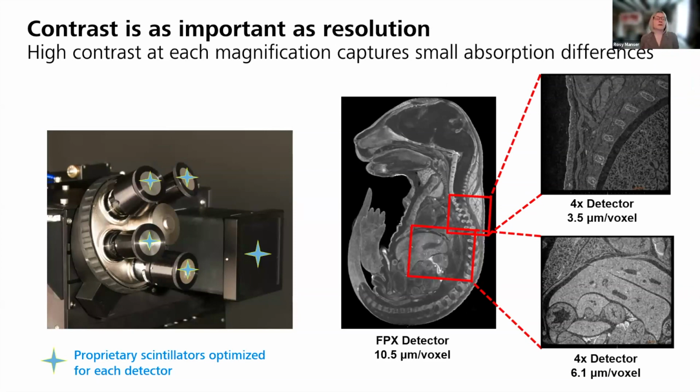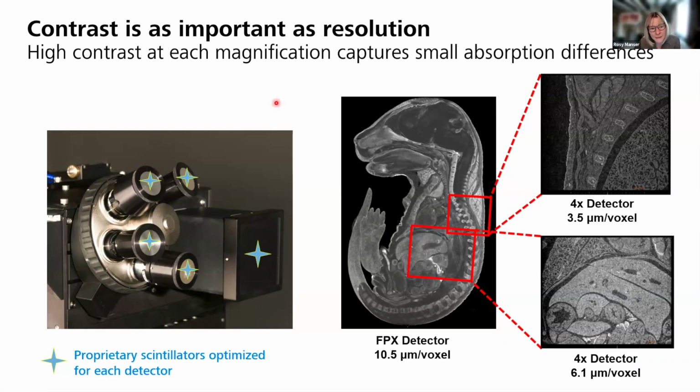But it's not just about resolution, and this is a key thing, again, highlighted in Liz's talk really beautifully. In life science samples, they're really low absorption often. There's not much there to be able to image, so you need to have good contrast. And the X-ray microscope is really optimized to be able to give you the best possible absorption contrast. Each of those scintillator coatings on the objective lens is optimized for a particular energy range, which gets you the best contrast possible for each of those objectives.